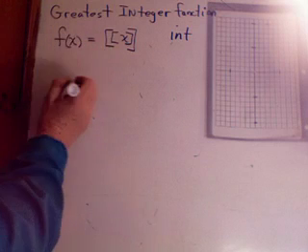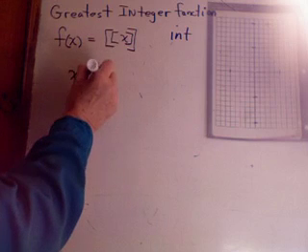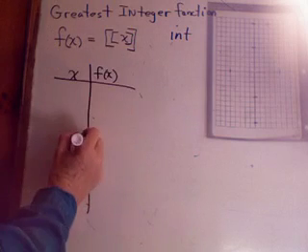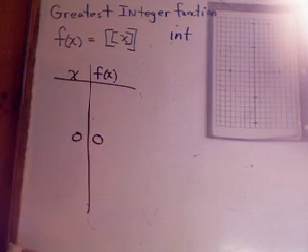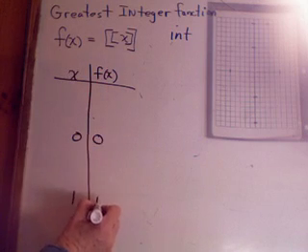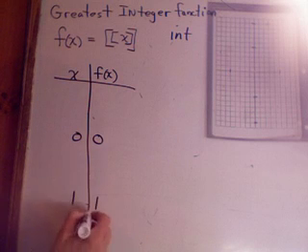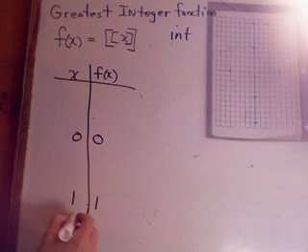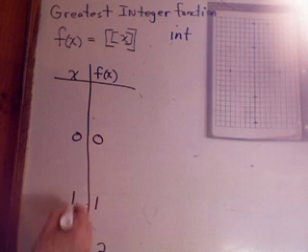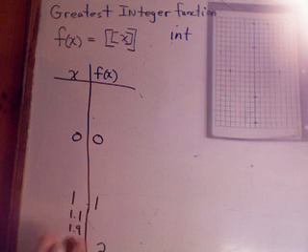Well, first of all, let's talk about some values. So let's make an f of x chart and just plot some numbers. Of course, 0 is going to be 0. What happens when I put 1 in there? I get 1. What happens when I put 2 in there? I'm going to get 2. But what happens between 1 and 2? What happens at 1.1? What happens at 1.9?